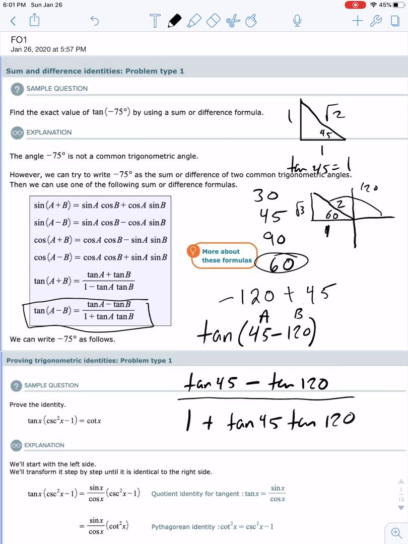And in the second quadrant, tangent is negative. Remember, in the second quadrant, only sine and cosecant are positive. So we know that that's going to be a negative value. Tangent of 60, opposite over adjacent, is square root of 3, but we know that it's negative. So negative square root 3. Now we're just going to write that in, because we know what this is and we know what this is. So 1 minus negative root 3 over 1 plus 1 times negative root 3.